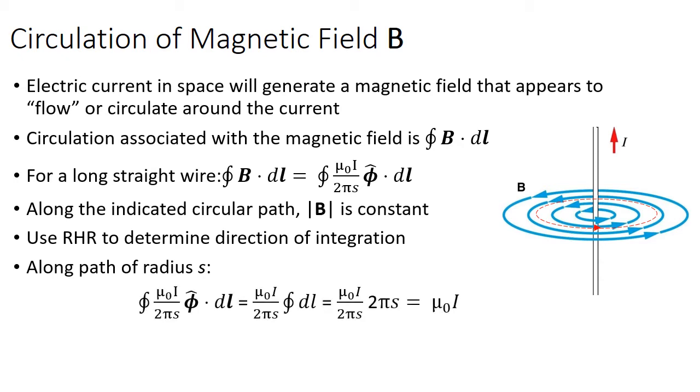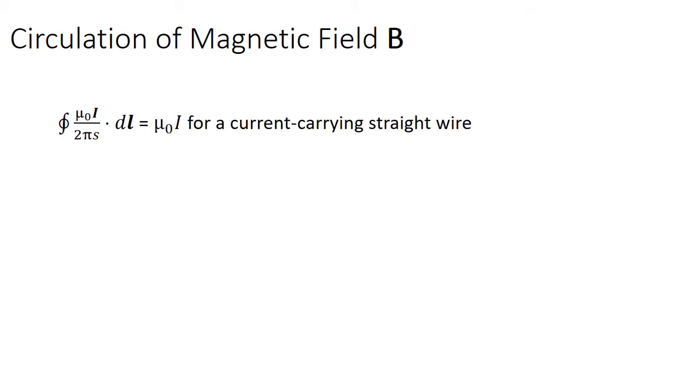When we carry out the integral, we find that all the terms are constant except dl, so we can move them outside the integral. When we integrate dl over the circular path, we get the perimeter of the circle, which is 2 pi s. When we cancel out the common terms in the numerator and the denominator, we're left with mu sub 0 times I, the current. This result has several interesting features.